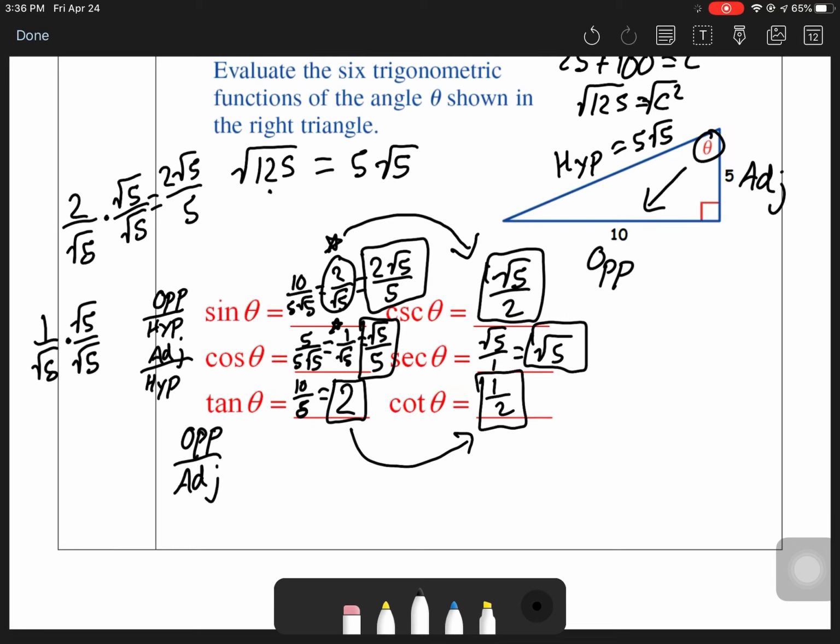These can be a little tricky with the radicals. There's more than one way to get the final answer. Just make sure that you don't have any radicals on the bottom of your fractions when you're doing these kind of problems.